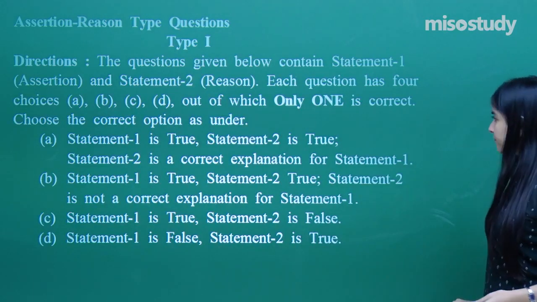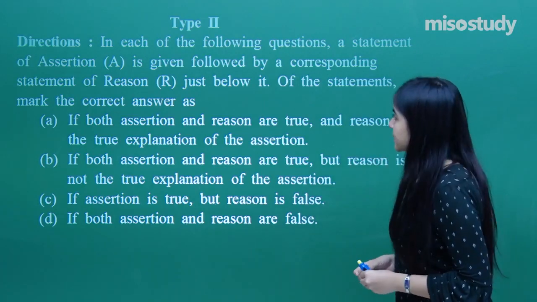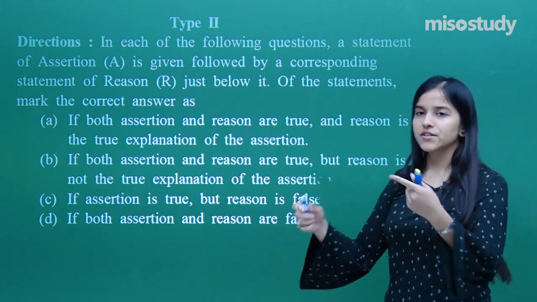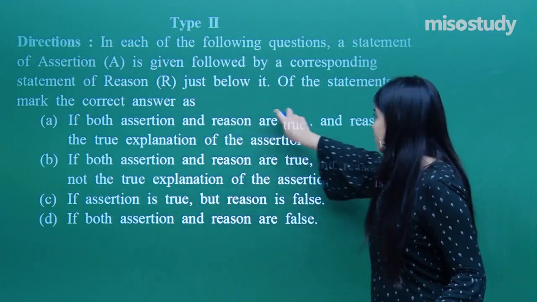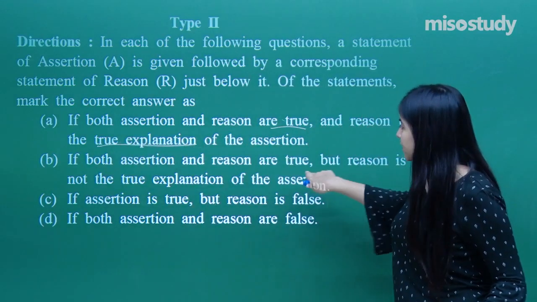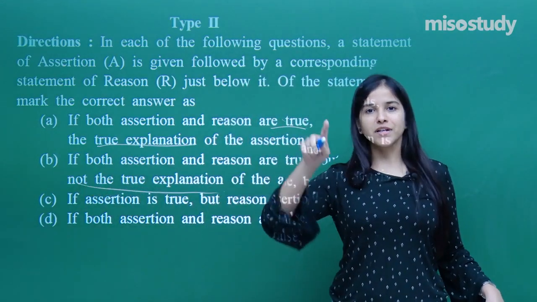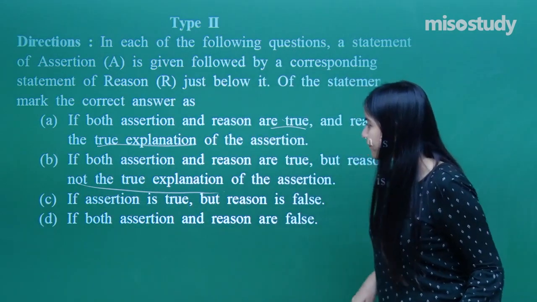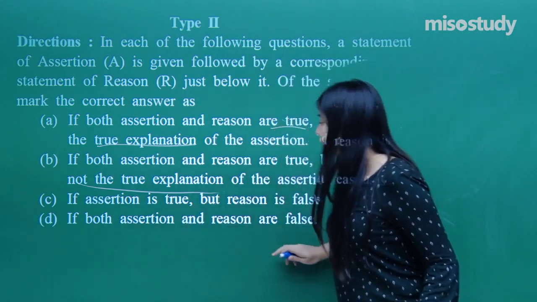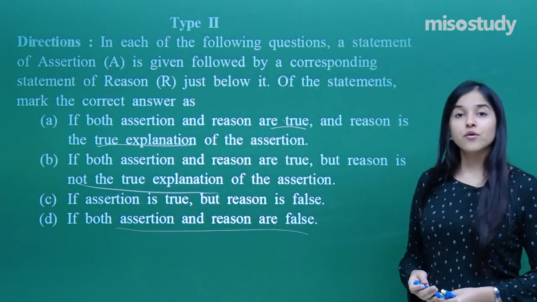The next question. Now comes up the type 2 assertion reason type again. Directions, what are the directions? You need to be very careful while reading out the directions. I have got assertion, I have got reason. If both assertion and reason are true, reason is true explanation. If both assertion and reason are true, but reason is not the true explanation, it's more or less similar to type 1. But what is the difference? If assertion is true but reason is false, or if both of them are false. So that is the difference from type 1. Clear?